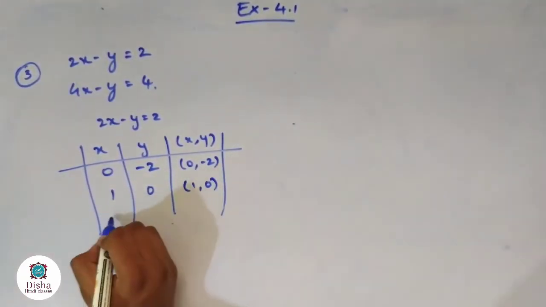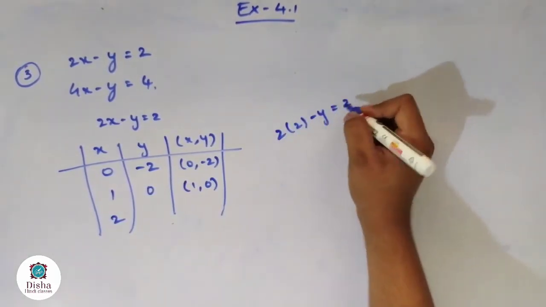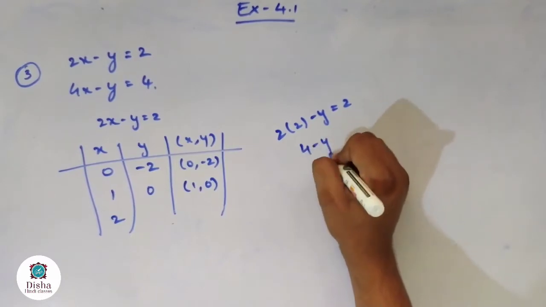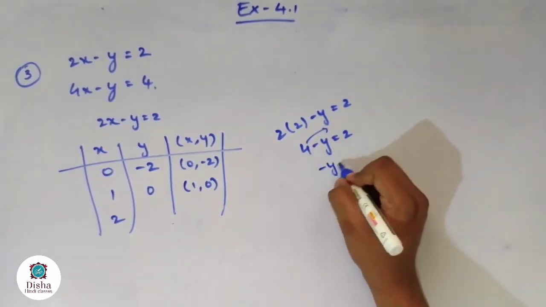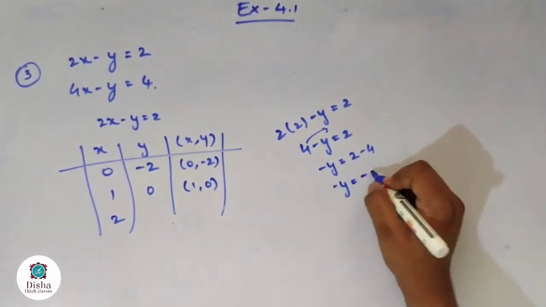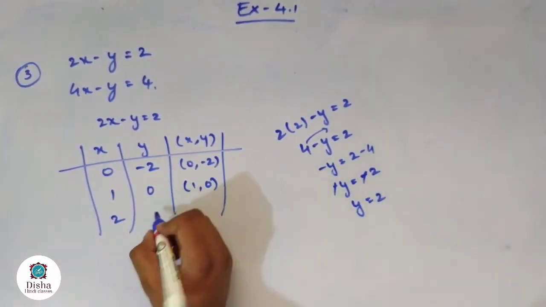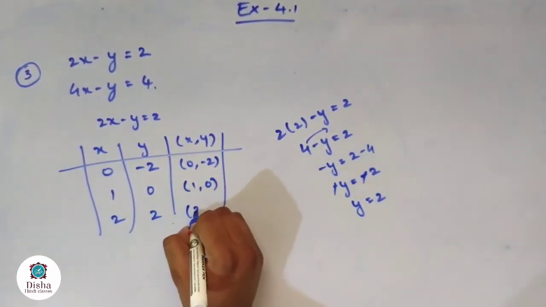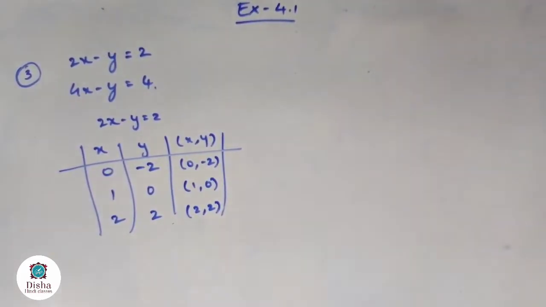So let us take 2 also here. So 2 into 2 minus y equals 2. So 4 minus y equals 2. So if we send this 4 to the RHS, minus y equals 2 minus 4. So minus y equals minus 2. So minus minus get cancelled. y equals 2. So 2 comma 2. So 3 points are enough for us to plot the graph.